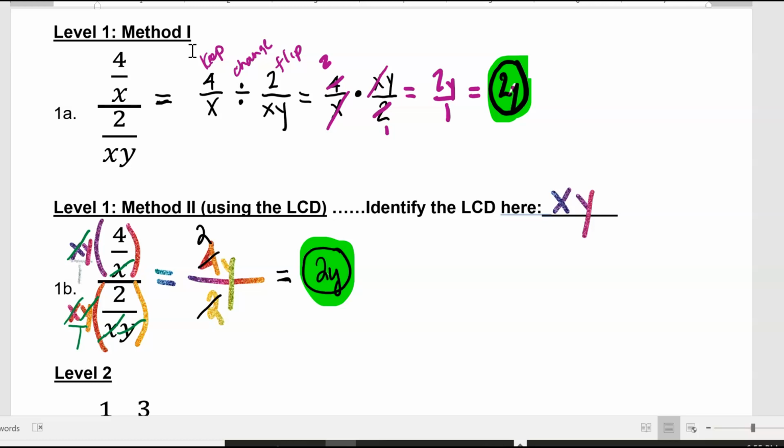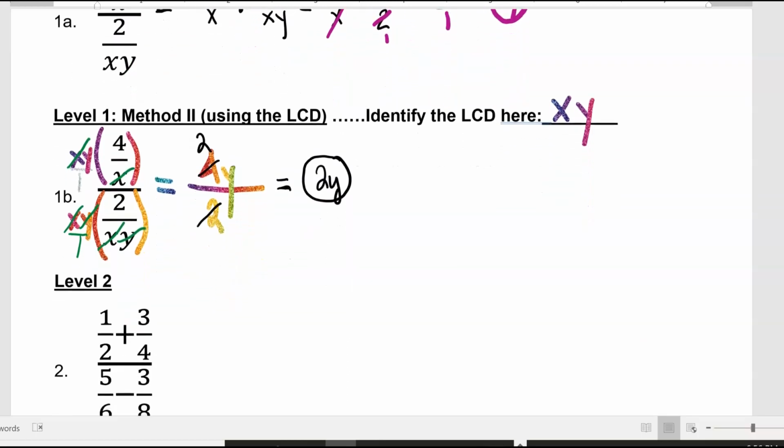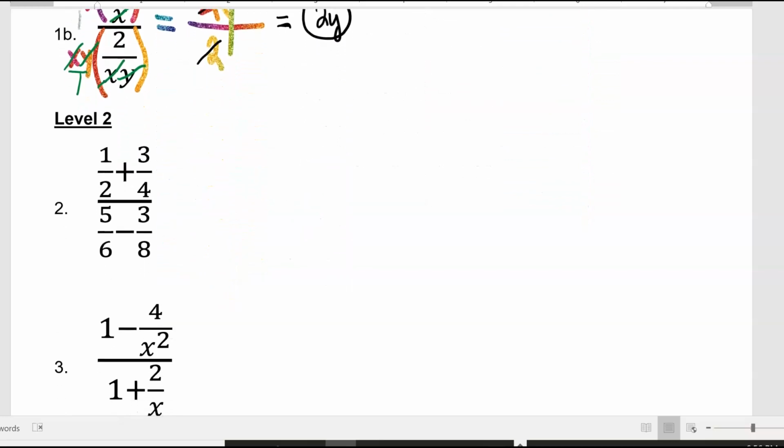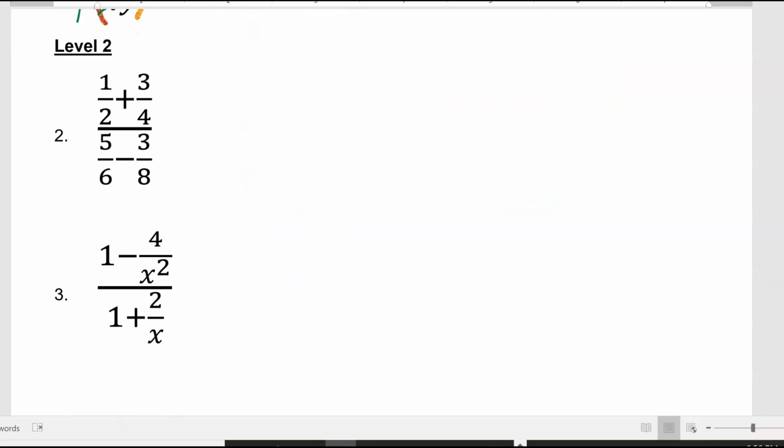Okay. So what we need to concentrate on is which method we want to use for each situation. So I'm going to use method 2 for most of the situations. I only use method 1 when we have something as simple as this situation here, but as you are going to see, our complex fractions become more complex. So let's go to level 2. Notice we have 1/2 plus 3/4 over 5/6 minus 3/8. Again, we're going to use method 2, and the first thing you do is identify what is the LCD of all denominators, top and bottom.